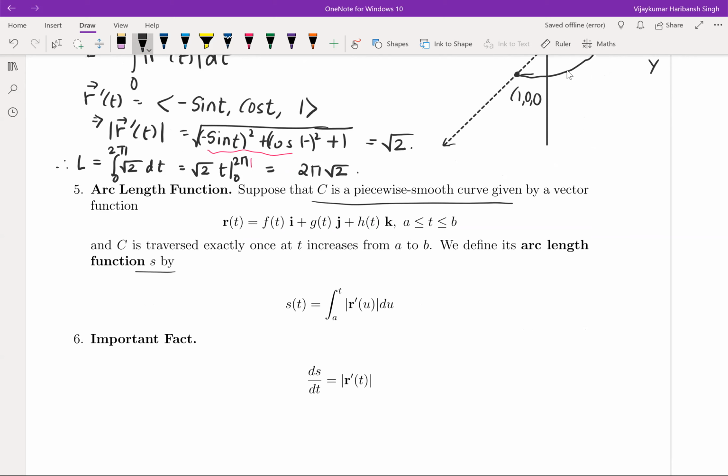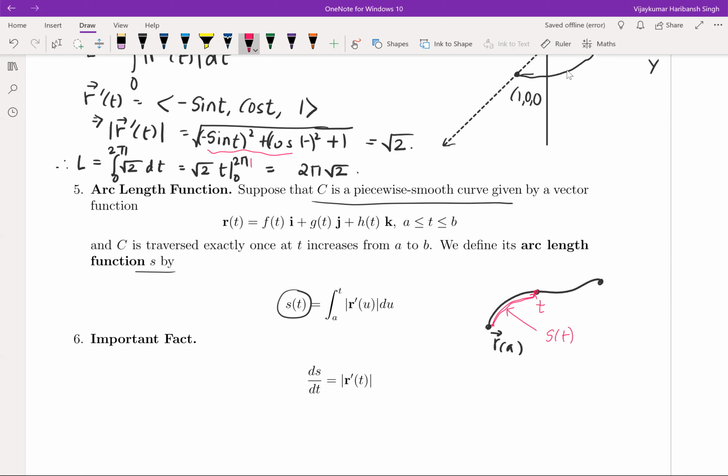So what does it really capture? If you think about it, your starting point corresponds to r of a. So s of t, this is a scalar function, right? What does it capture? If for a given t you're here, then the length along this part of the curve is your s of t. So this scalar length gives you your s of t.